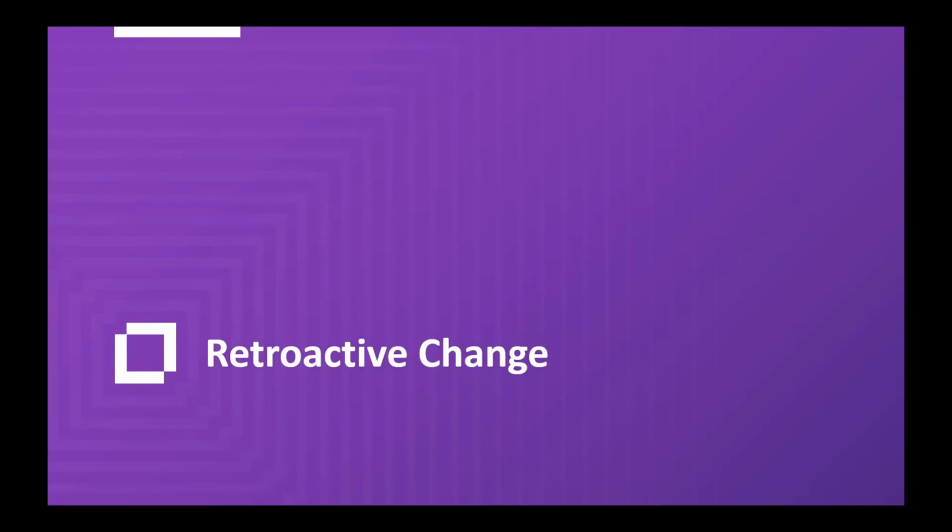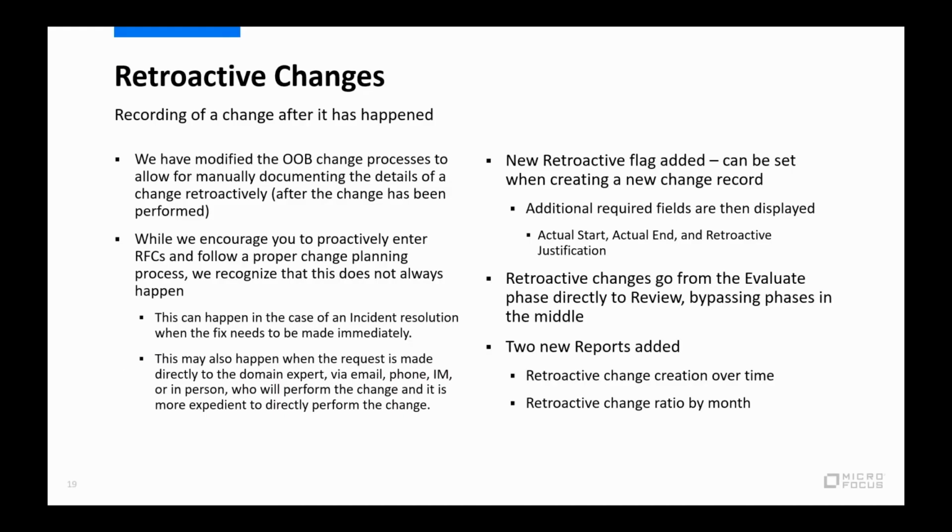All right, moving on to the next feature, we have retroactive change. So while the best practice is to always plan your changes ahead of time, enter a request for change record into SMAX, we know that that is not always how these things happen in the real world. And the out-of-box SMAX change workflows have really kind of enforced that a change hasn't happened yet, and you are documenting a request for change that you will implement at a later time.